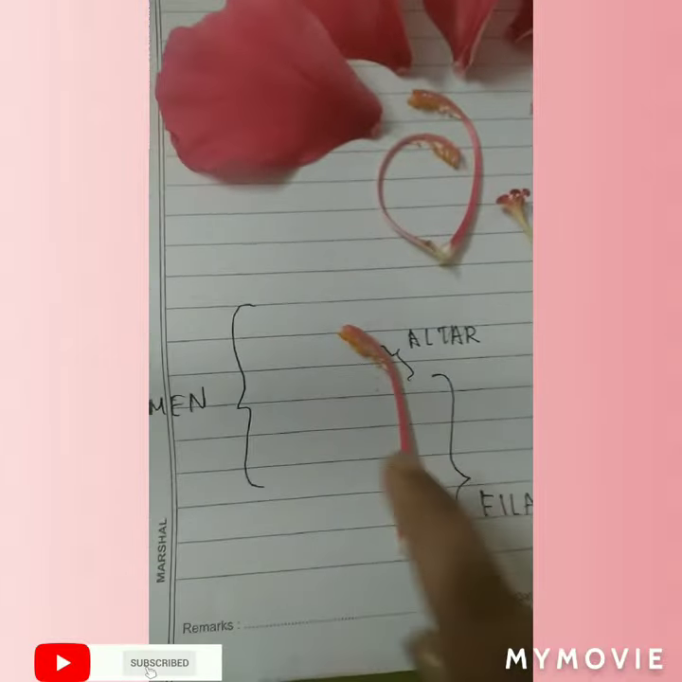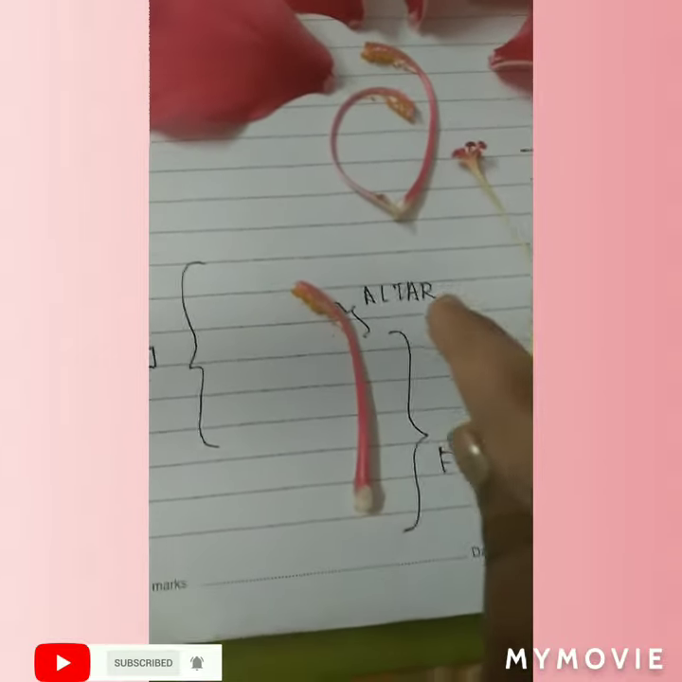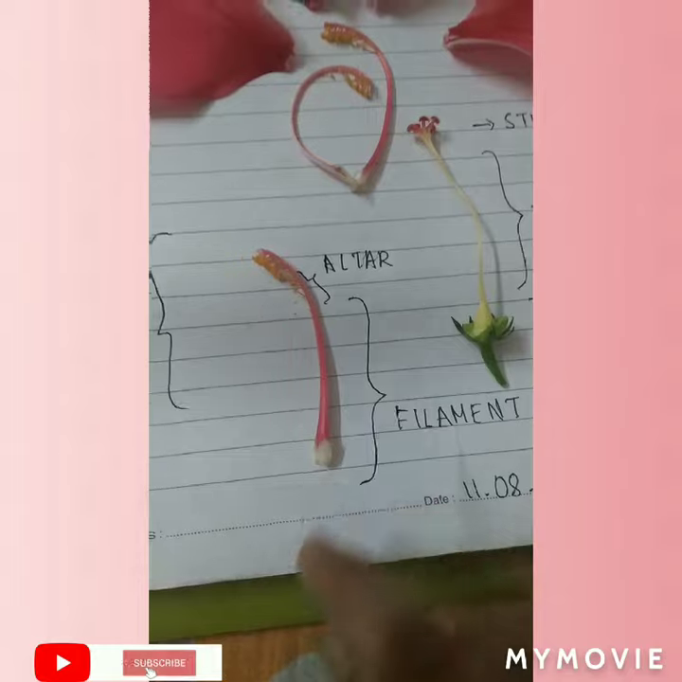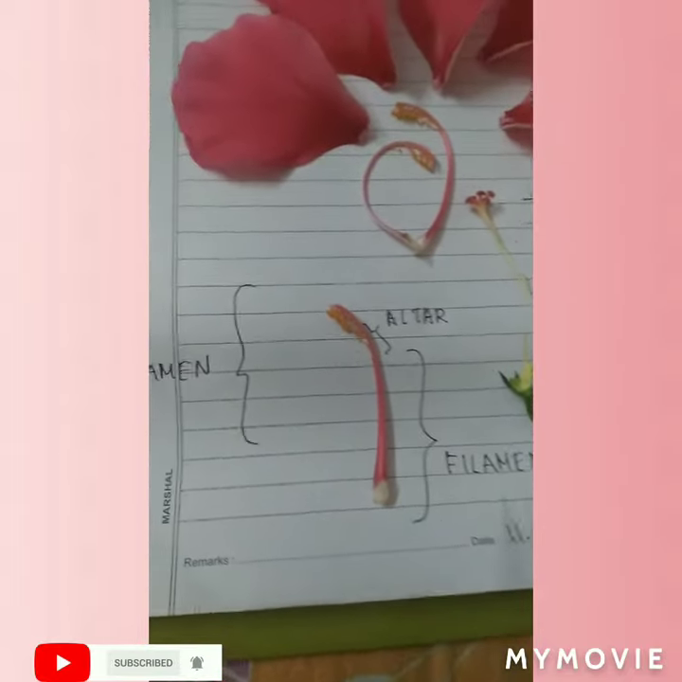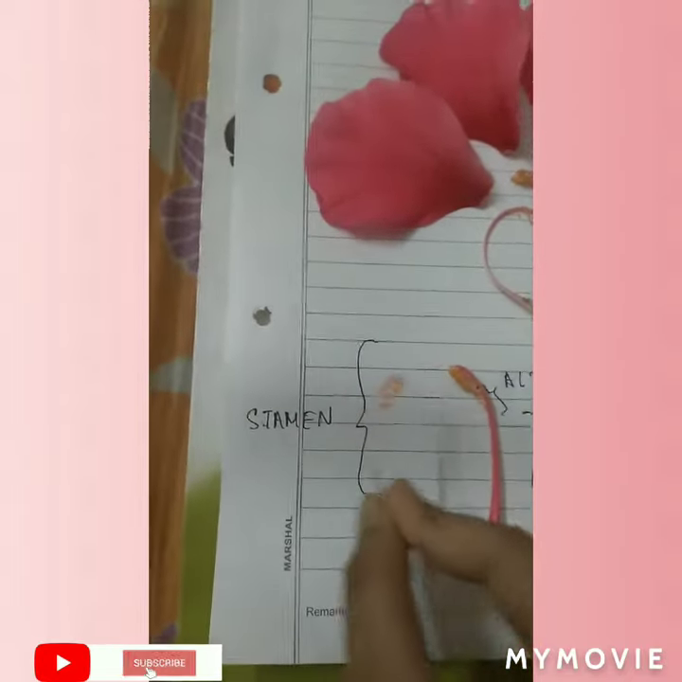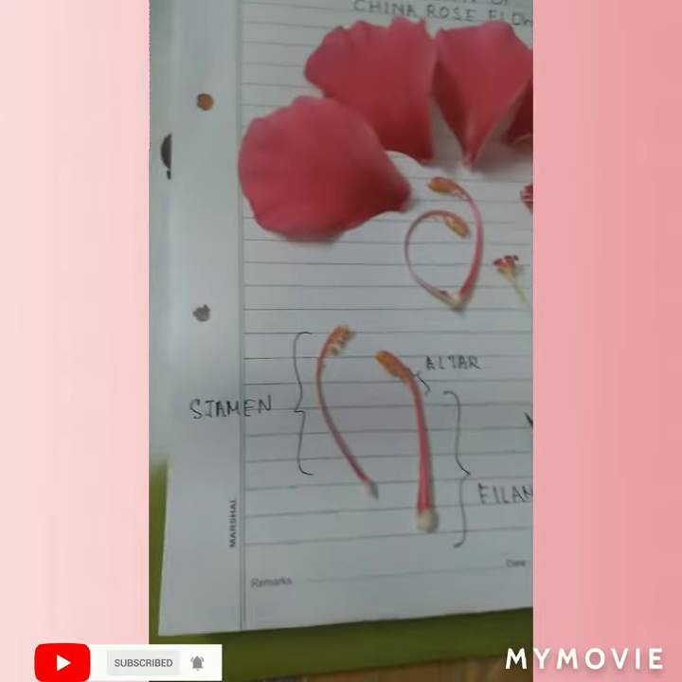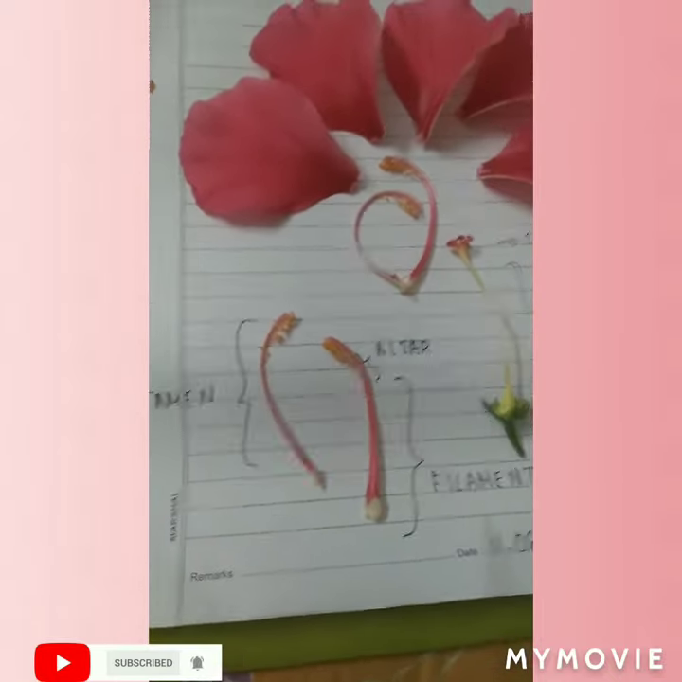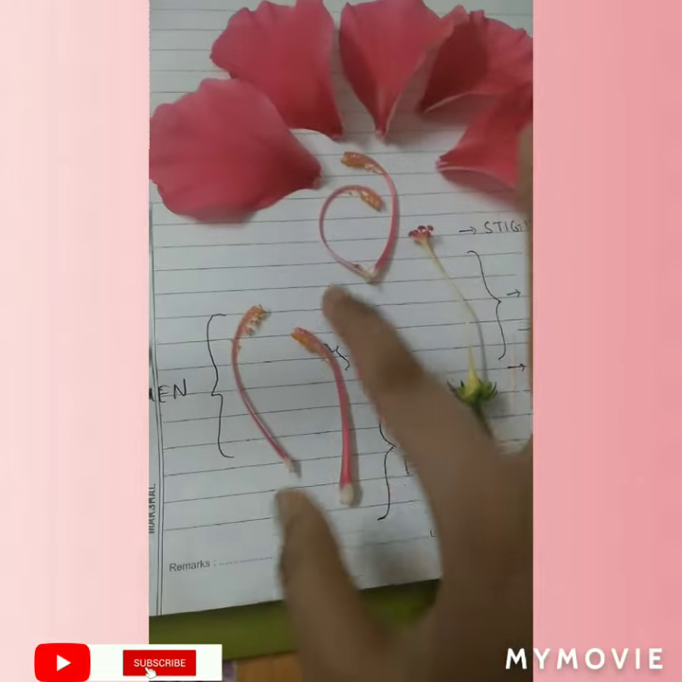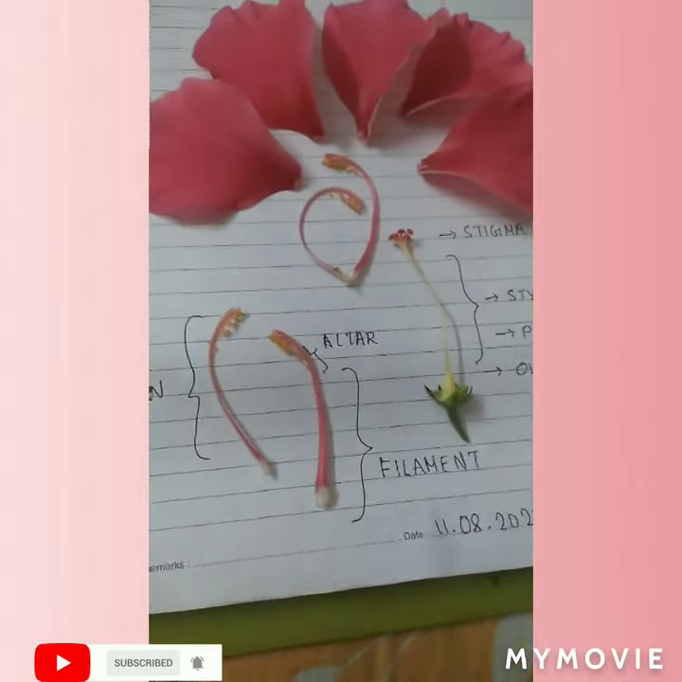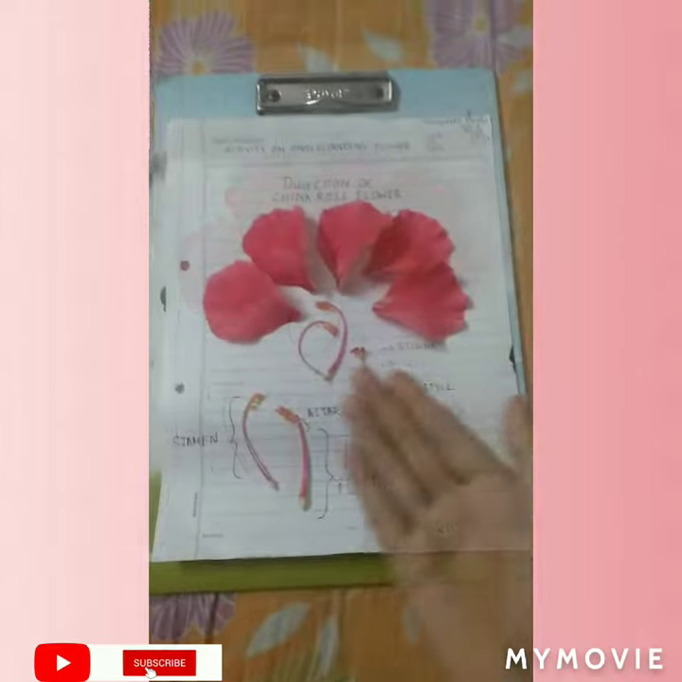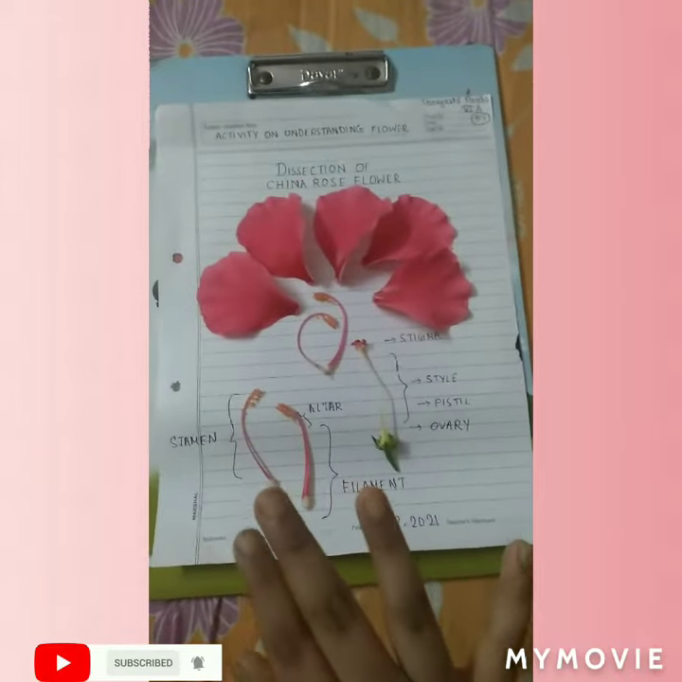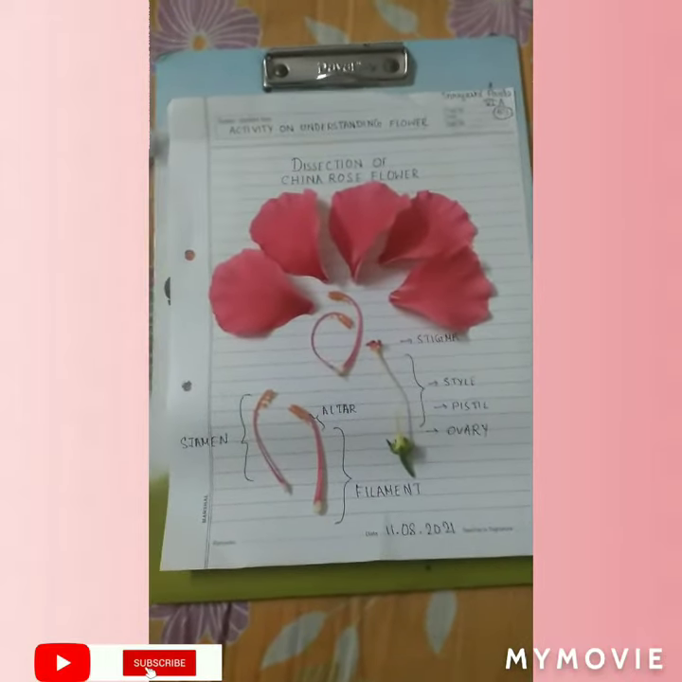So this is a filament, and the upper yellow part is called the anther, and the lower part is called the filament, with this white part. Another one that is thin is called the stamen because of its thin structure, and the filament is called so due to its thickness. That's why it is called so. So today we learned how you can dissect the China rose flower.